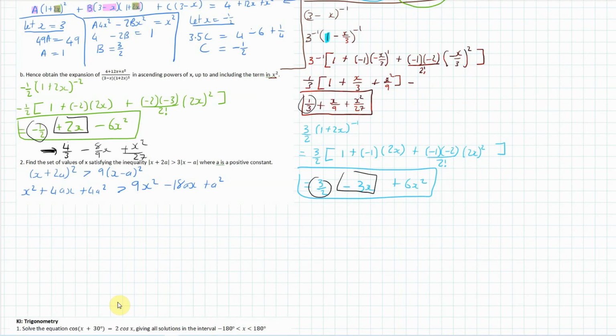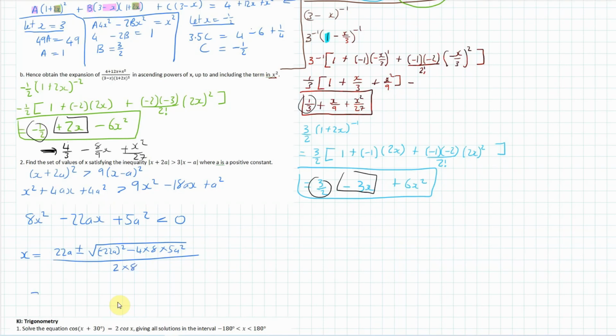Now at this point, I'm going to gather everything over to one side. So when I do this, I'm going to get 8x squared minus 22xa, or ax I should say, plus 5a squared. It's less than 0. Now all I'm going to do at this point is chuck that into my quadratic formula. So x is equal to minus 22a, so positive 22a, plus or minus the square root of negative 22a all squared, minus 4 times 8 times 5a squared, all over 2 times 8.